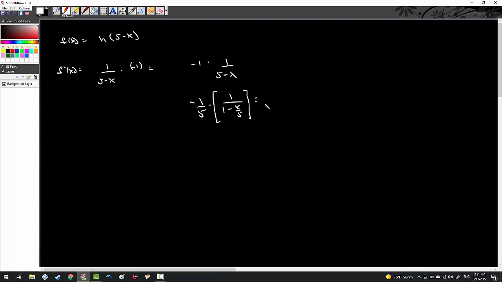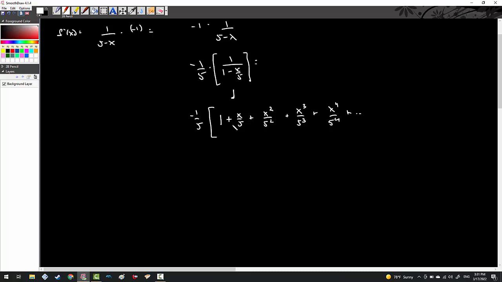What that power series is going to be, remember, the power series representation for this is going to be 1 plus x over 5 plus x squared over 5 squared. Remember, x over 5 replaces all the x's, plus x cubed over 5 cubed, plus x to the 4th over 5 to the 4th, plus dot, dot, dot. And don't forget, there's that negative 1/5 on the outside.